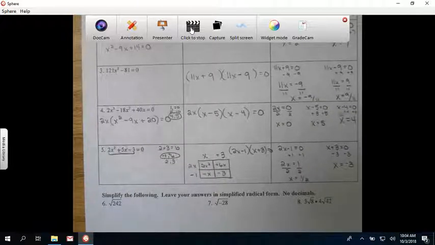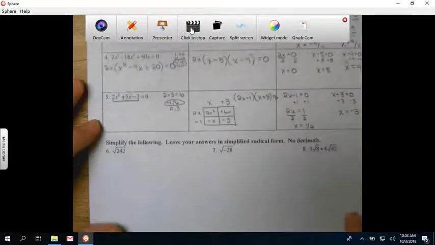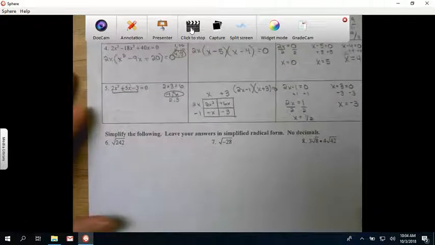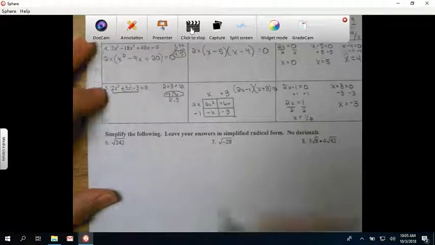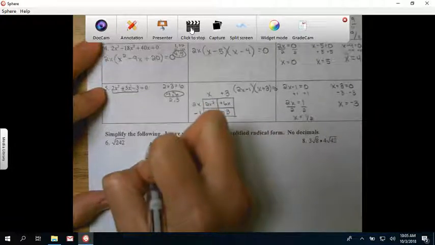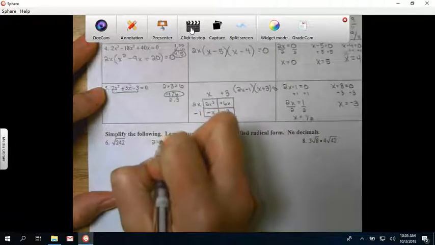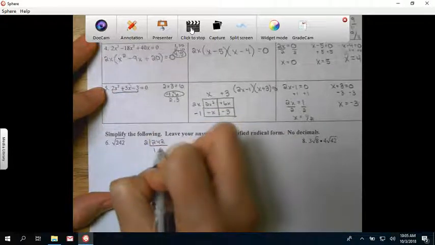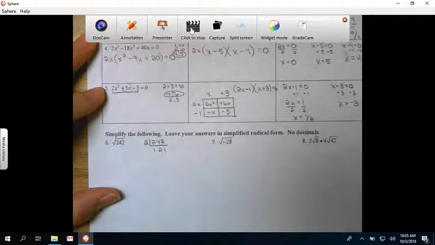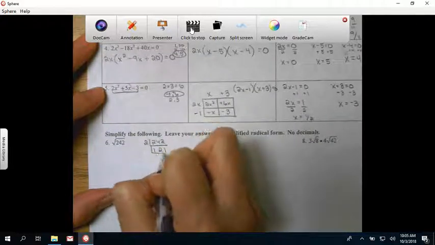Okay. Alright, moving on. So simplifying radicals. So when we have radicals and we are trying to simplify them, remember that we are trying to break them down into their prime factorization. So there's a couple different ways that we can do this. I'm going to start with 242 and I just start dividing by my prime numbers. Well, once I get here, I know that this is 11 and 11.